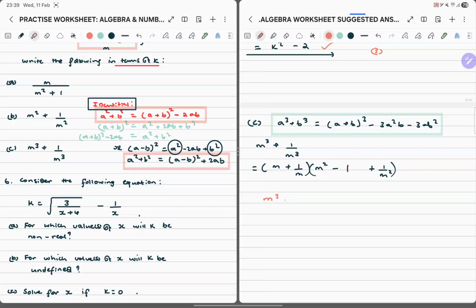And then we get minus m plus 1, m over m squared. Plus, this one is going to be m squared over m minus 1 over m plus 1 over m cubed. Now let's see what happens here. This one takes that.